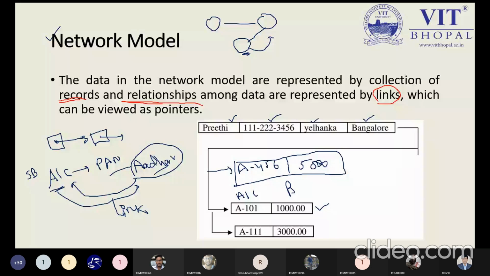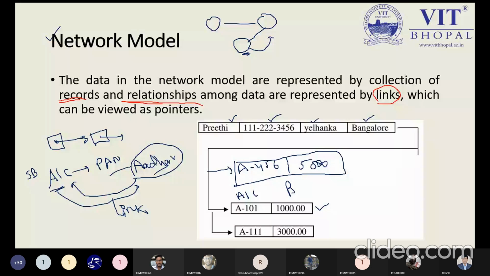But this network model was not a success earlier, because maintaining and keeping the data was not easy. Earlier days it was not easy, but nowadays it is easy. Why? Because we have huge technology by which we can connect each and every piece of information. So this network model nowadays is successful, but earlier days it was not successful.